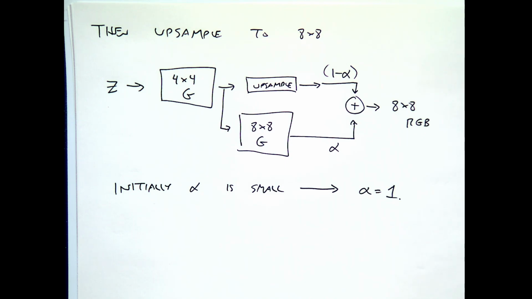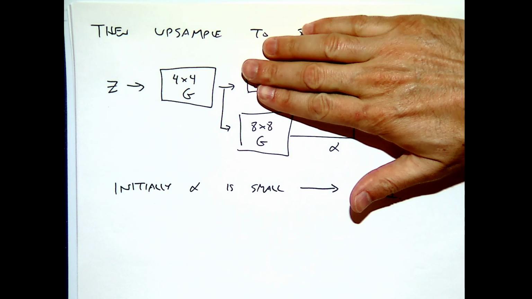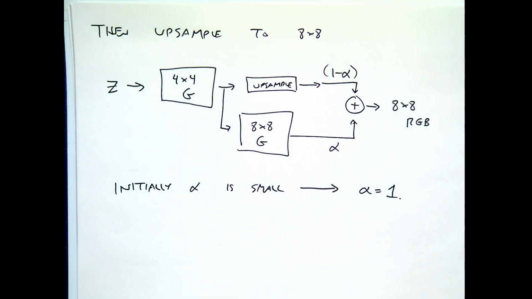So in the beginning, I'm mostly on the 4x4 side, and then I start to move the slider all the way to the 8x8 side. By the time I train this 8x8 generator, I've got a machine that can generate 8x8 images. And at the end, I just throw that top branch away, and now I've got an 8x8 generator.